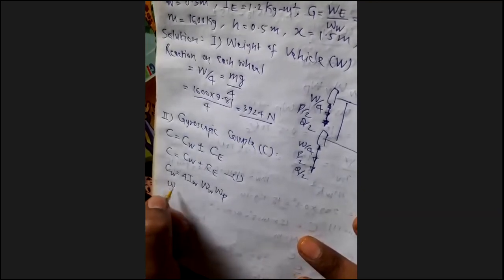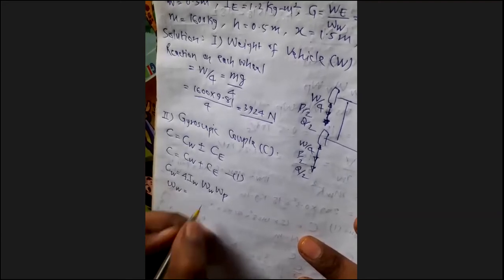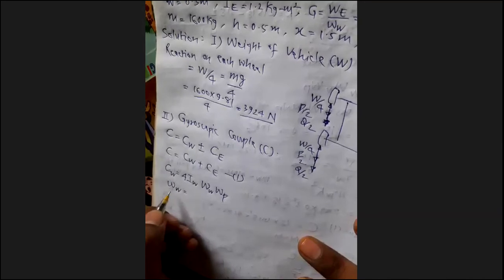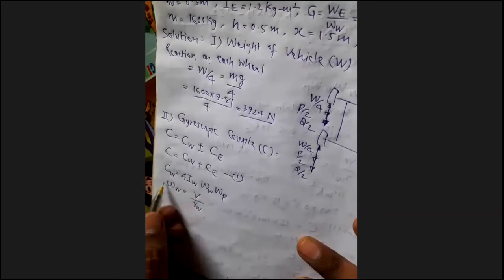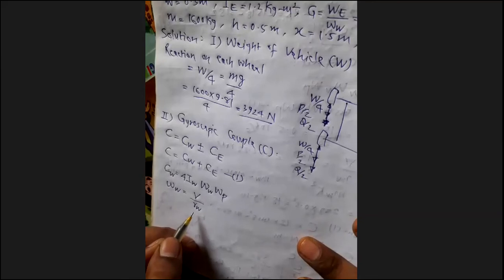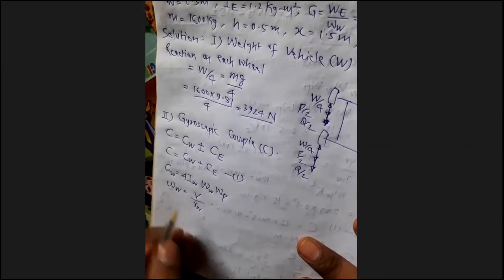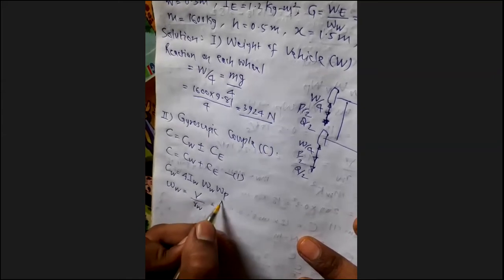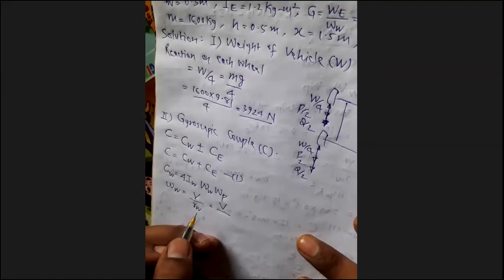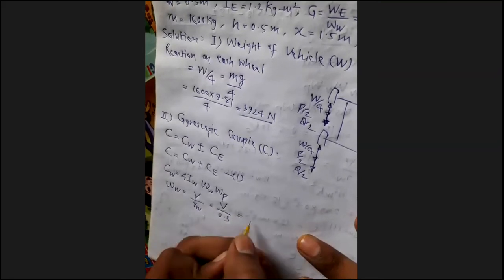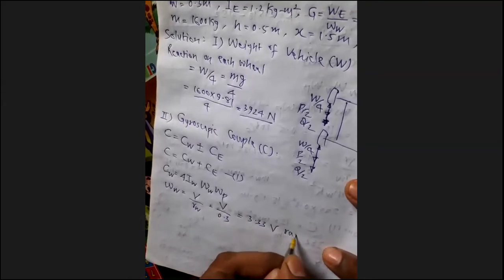Omega W we can write as the rotational speed of wheel. If V is the linear speed and Rw is the radius of the wheel, so we have this popular relation V equal to R omega. From here we can find the expression for omega W. V is not given, so we will write this in terms of V. V upon Rw, radius of the wheel is given 0.3. So this is equal to 3.33 V. As this is angular velocity, unit will be radian per second.